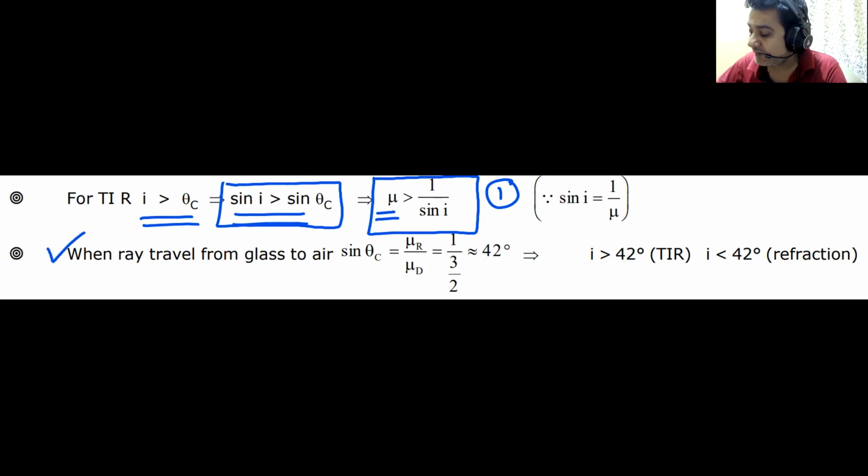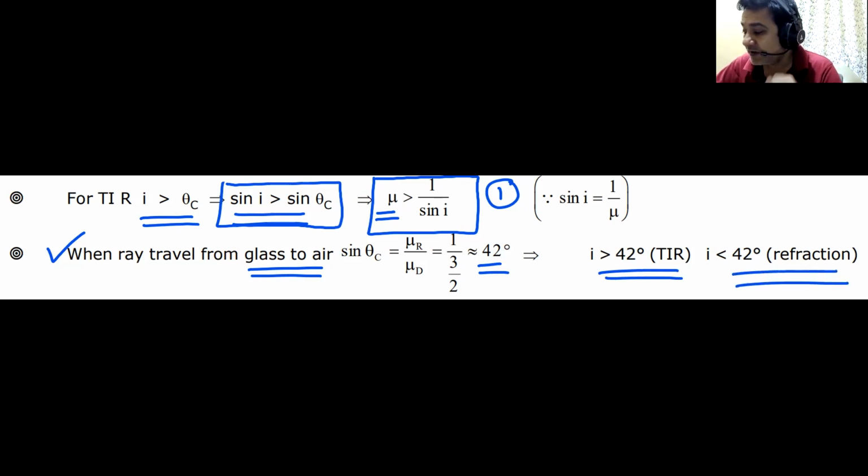Then they have given us an example when light travels from glass to air. Sine of critical angle is 1 divided by 3 by 2, that is 2 by 3, somewhere around 42 degrees. If angle of incidence is greater than 42 degrees, total internal reflection will happen. If it is less than 42 degrees, the rays will travel from glass to air by refraction. If it is exactly 42 degrees, the angle of refraction would be 90. Do we understand this? Yes, sir. I'll give you a minute to note it down.